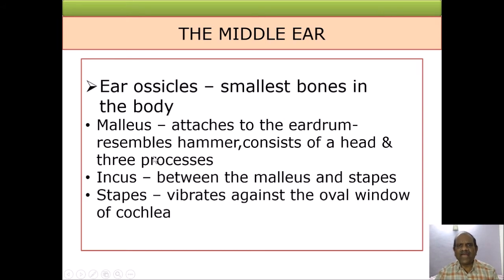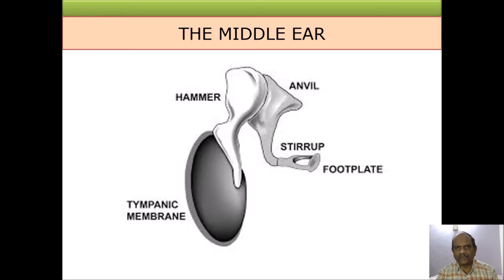It resembles a hammer, and consists of 2 parts, a head part and 3 processes. Incus is present between the malleus and the stapes. Stapes vibrates against the oval window of the cochlea. You can see separately it is shown here.